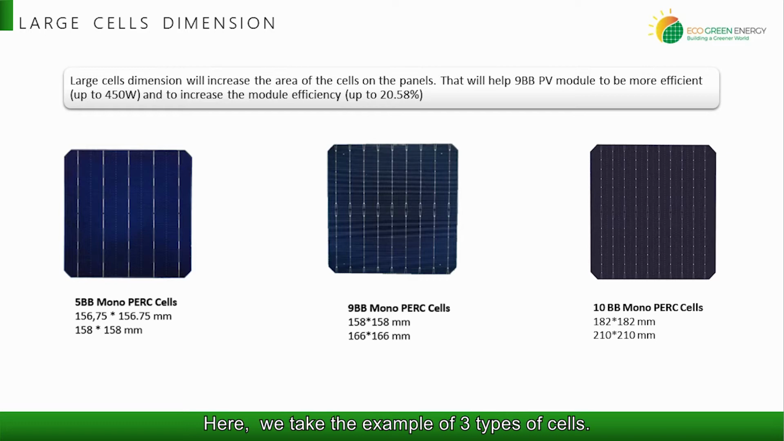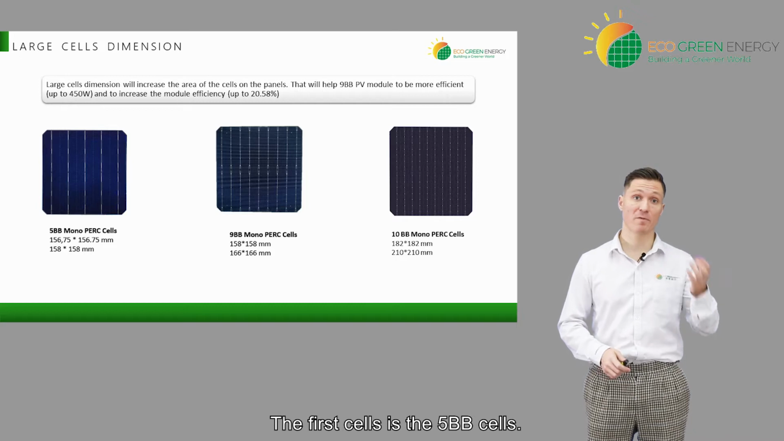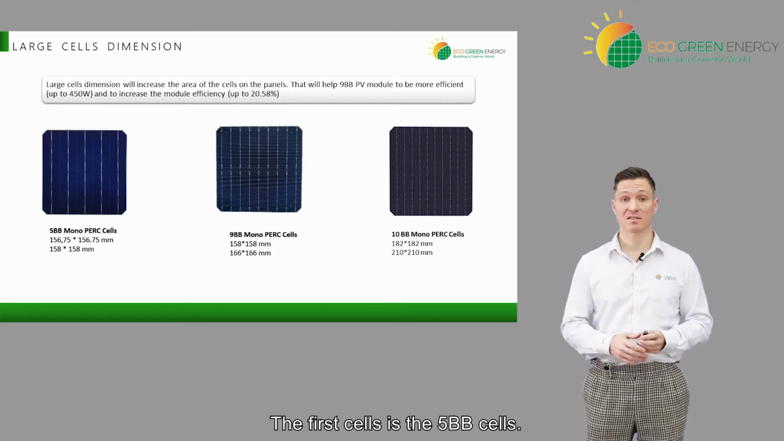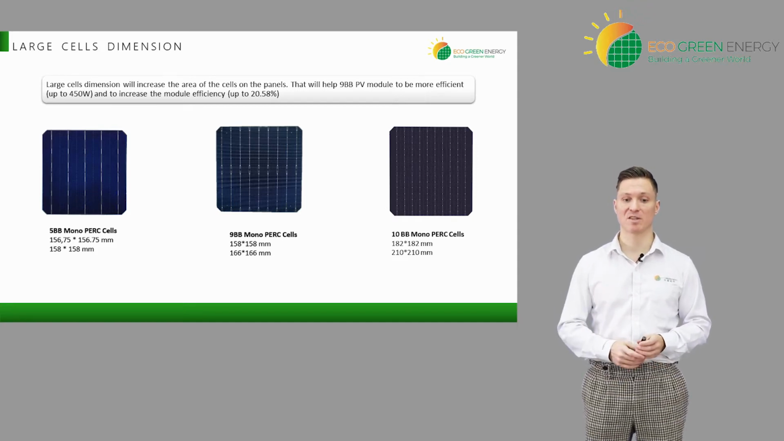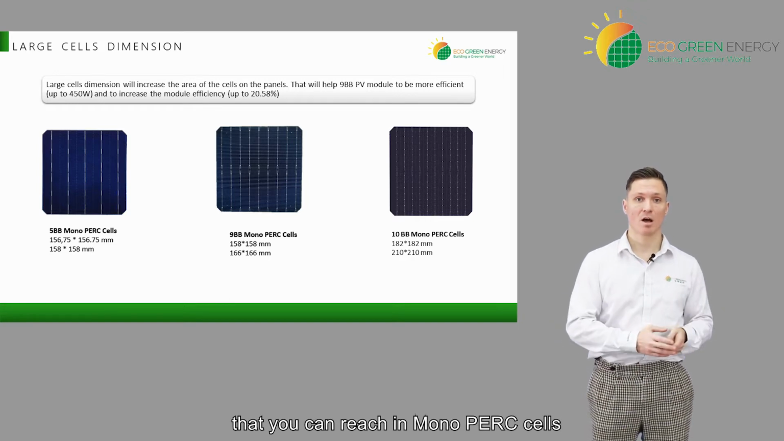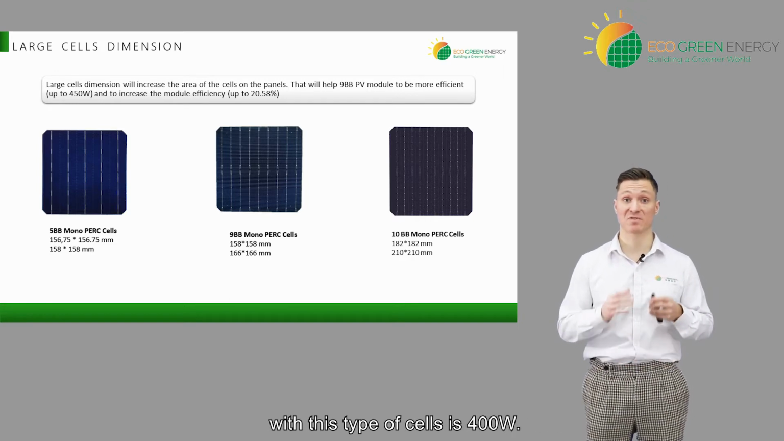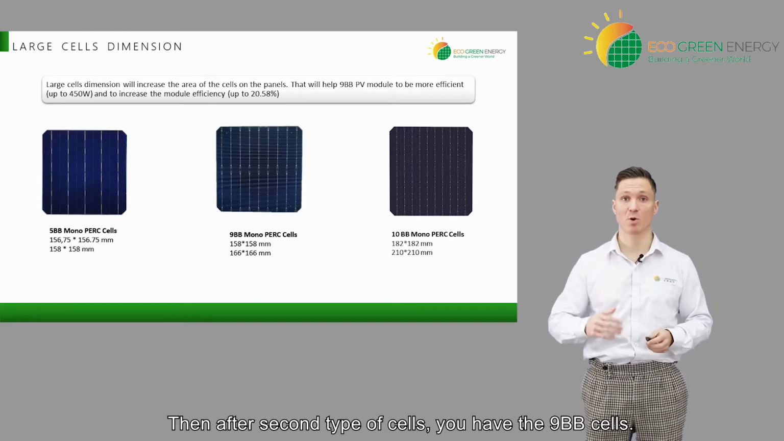So here we take the example of three types of cells. The first cells is the 5 busbar cells. Here you have two dimensions, 156 mm or 158 mm cells. Here, for example, the maximum power that you can reach in monoPERC cells with this type of cells is 400 watts.